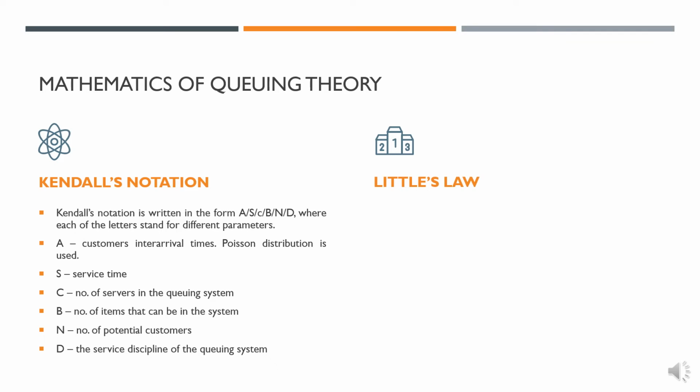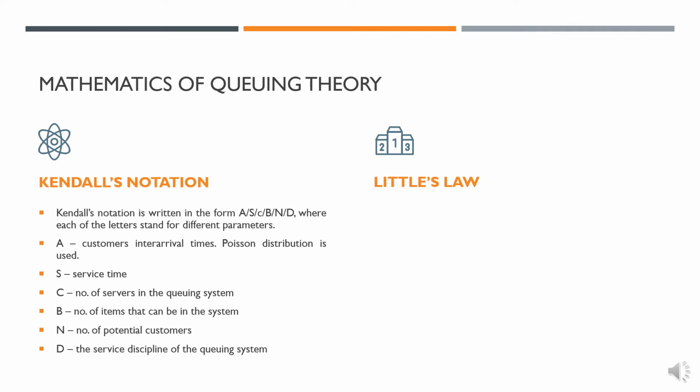The N term specifies the total number of potential customers. For example, the number of customers that could ever enter the queuing system, which may be considered finite or infinite. The D term specifies the service discipline of the queuing system, such as FIFO, or first come first serve, or last in first out.